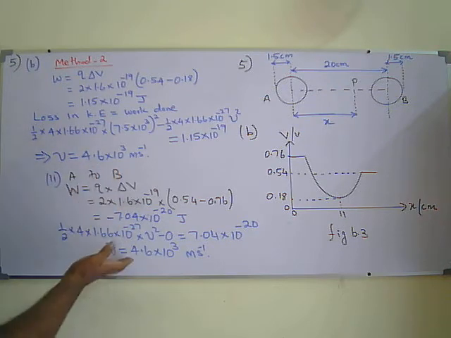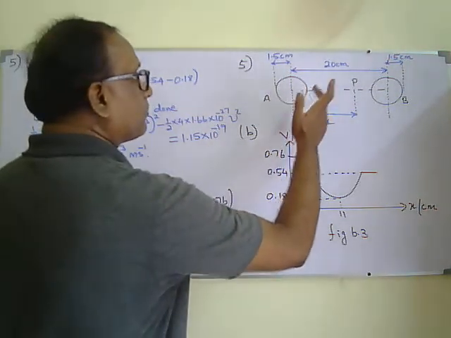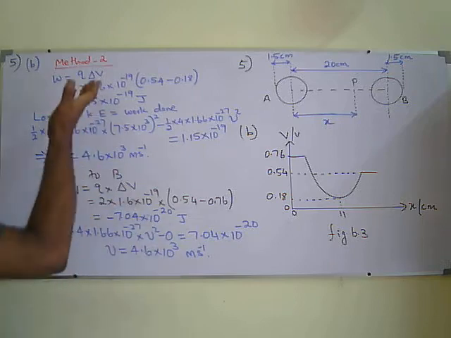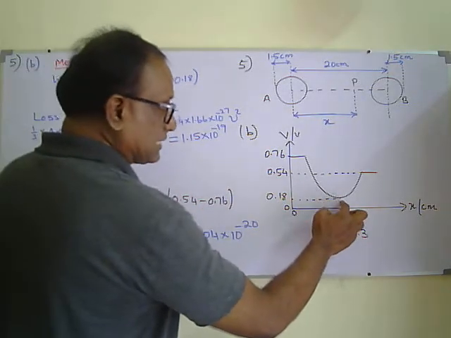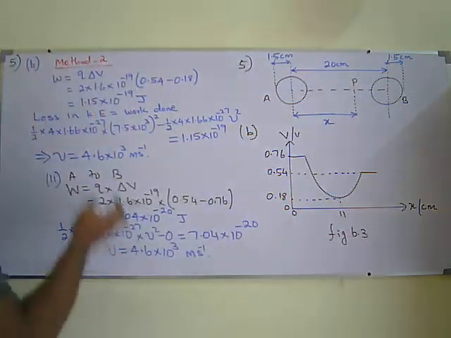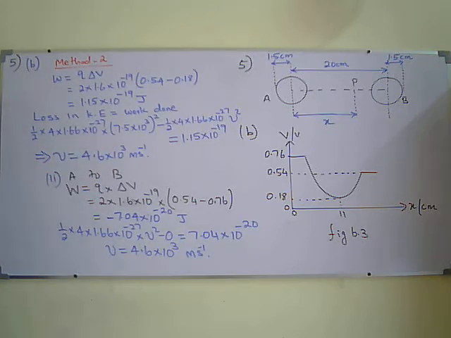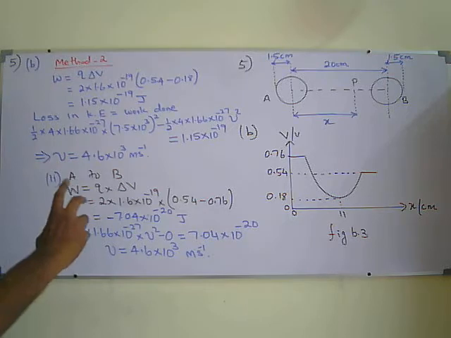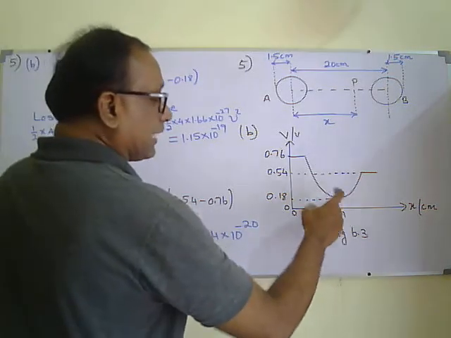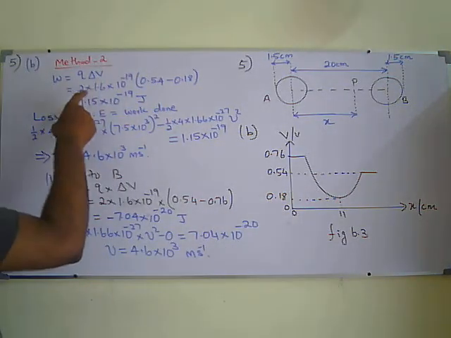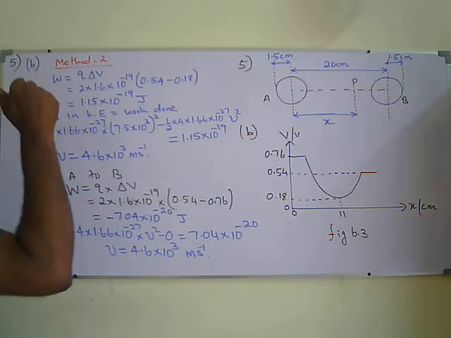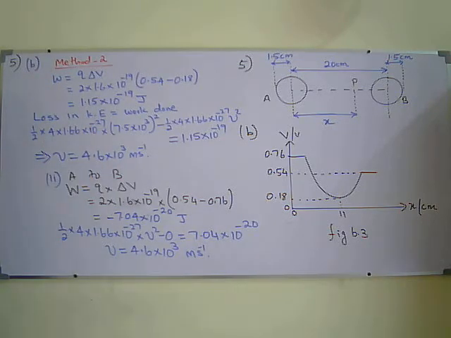But I feel it is easier when you consider the motion directly from A to B. But you can also do it from the point of maximum speed to surface B and get the same answer. Nothing will go wrong, but you need to understand this: whenever the final potential is more than the initial potential and the charge is positive, when you calculate the work done, if you get a positive value, that means it is losing kinetic energy.